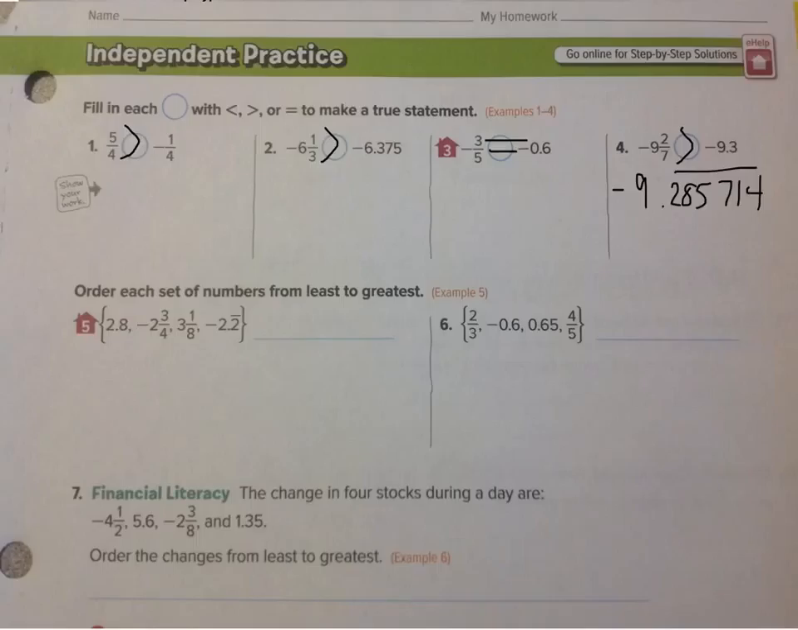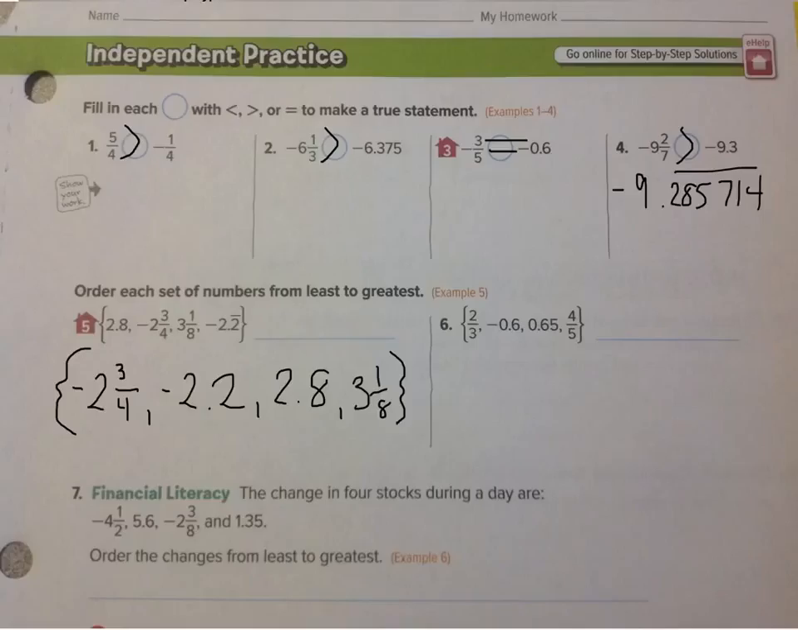For the next two problems, you are going to put the set of numbers in order from least to greatest. So I would do a similar strategy as we did above and change it to all decimals or all mixed numbers, just so that you can get a clear picture of comparing them. And here you can see that I put those set of numbers in order from least to greatest, from the negative to the most positive number. And here I did the same thing by putting these 4 numbers in order from least to greatest.